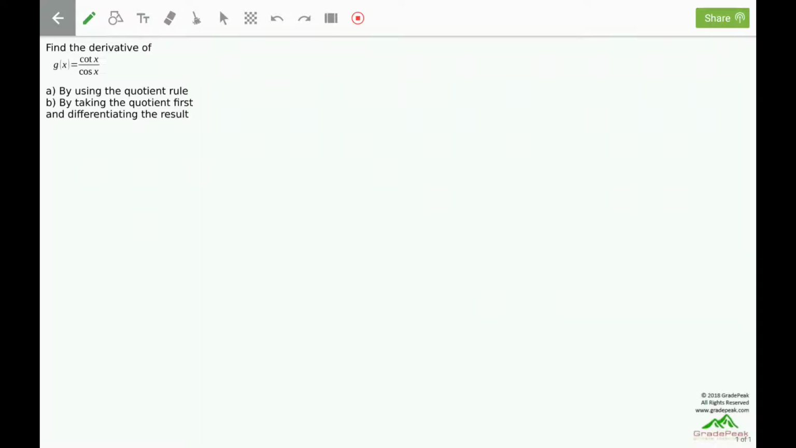Find the derivative of g of x equals cotangent x divided by cosine x, A, by using the quotient rule, B, by taking the quotient first and differentiating the result. For part A, g of x is a quotient, a division, of two expressions, cotangent x over cosine x. We can therefore make use of the quotient rule for the derivative.